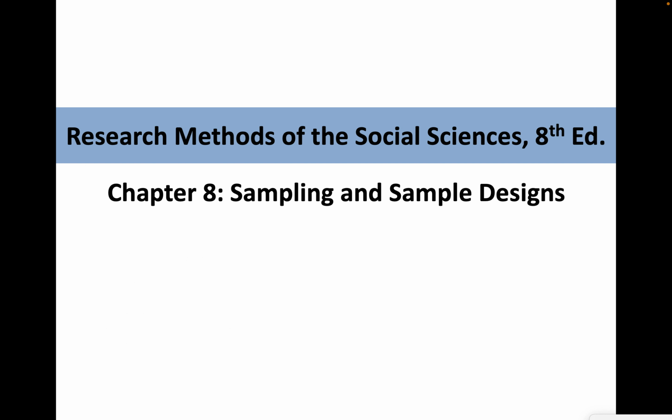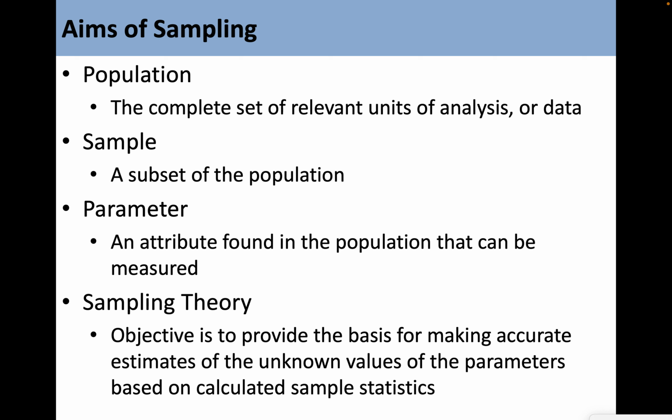Oh, that's good. Okay, let's go ahead and get into Chapter 8. Population is the complete set of relevant units of analysis or data, and the sample is a subset of the population. So if the population was everybody on the Navajo Nation, the sample would be just the people that took our survey. There's what, 225,000 people on the Navajo Nation, and if we tested 2,000 of them, the 2,000 would be our sample, and the population would be the entire 225,000 people.